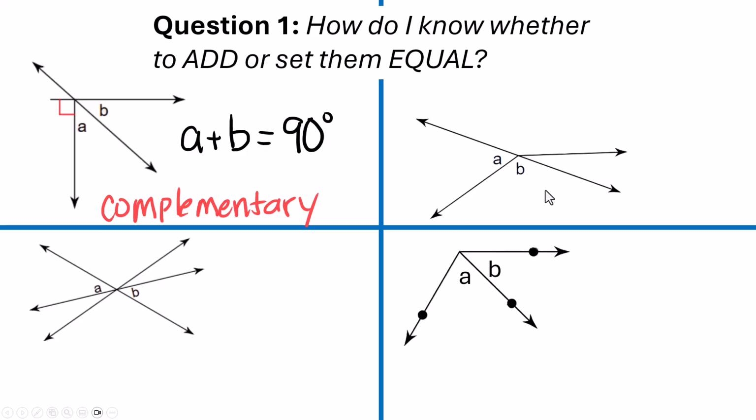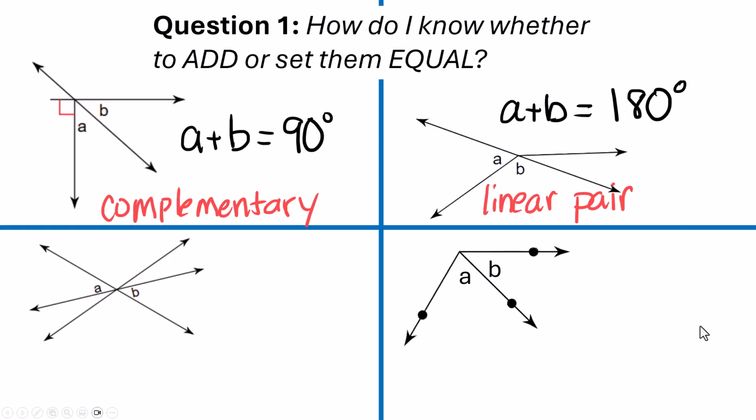These 2 are called a linear pair. That's also called supplementary, but in geometry we use linear pair more because they have a shared side, and when you add them together, it forms a straight line of 180 degrees. So this one you add together as well.